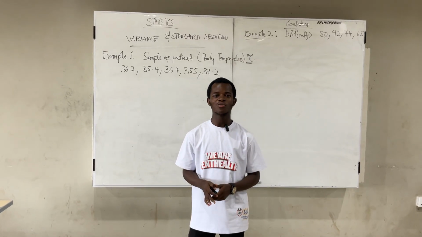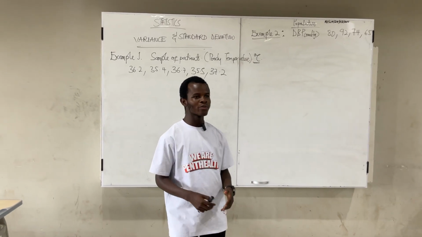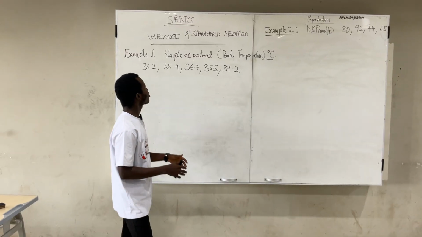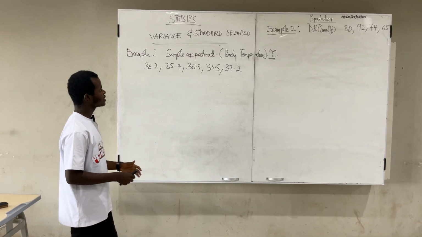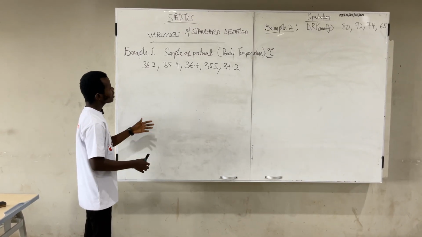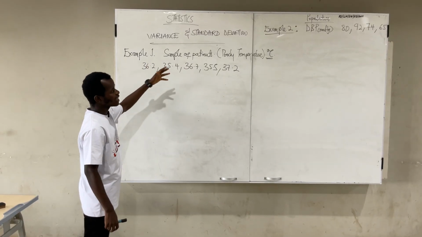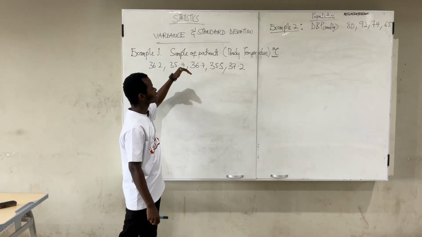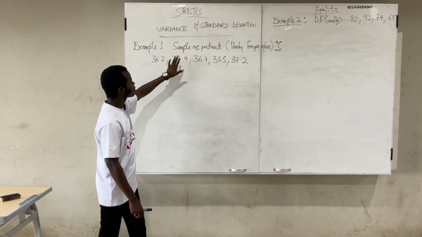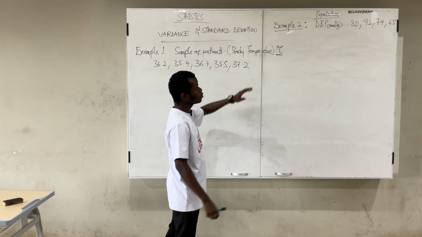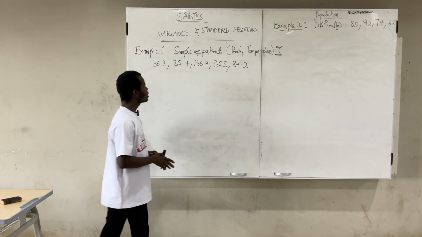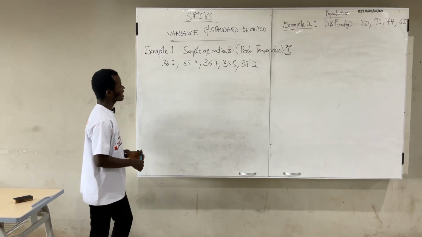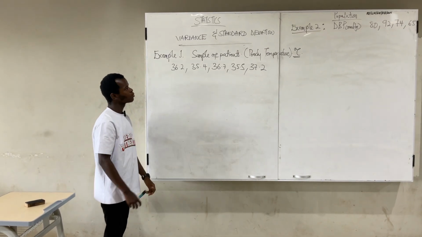Welcome everyone. In today's video, we are going to solve more examples on standard deviation and variance. So we have sample data and population data. In example one, we calculate the standard deviation and variance for sample data. In example two, for population data. So let's go through example one, and after that, we go to example two.